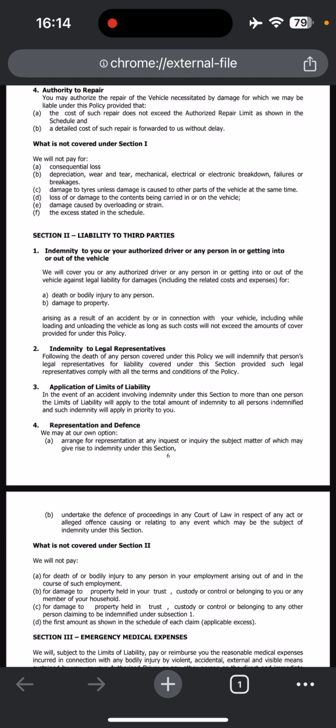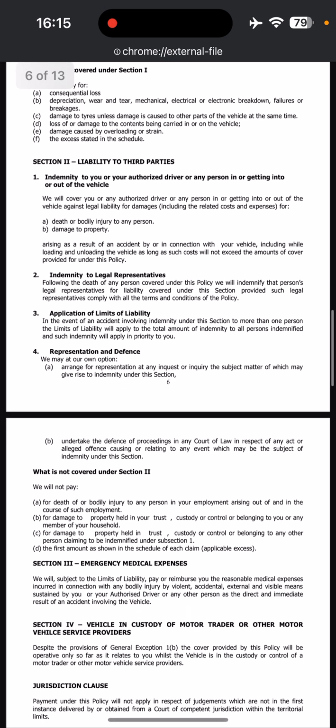So section 2 now deals with liability to third parties, and this is the most important bit in insurance, and this is the sole reason why the government has made insurance a mandatory requirement by Kenyan law as per the Traffic Act. The government is normally not concerned about your comprehensive insurance. They're just concerned about the third party liability bit, because as long as you're using any road in Kenya, you need to have a minimum of third party insurance cover.